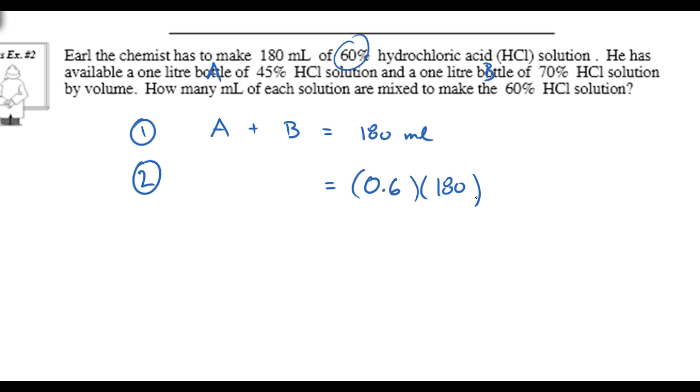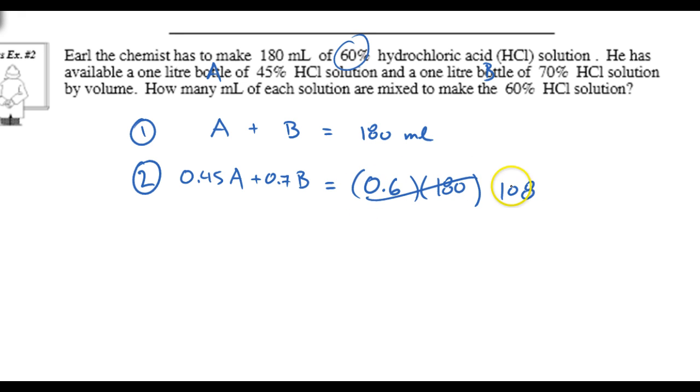Now we want to know how much of each of these bottles is hydrochloric acid. Bottle A contains 45%, so it's going to be 0.45 times A. That's just the HCl from bottle A, plus the HCl from bottle B, which is 70%, should equal all the acid in the final mixture. And all the acid in the final mixture is just 60% of 180. So 0.6 times 180 is going to be 108.